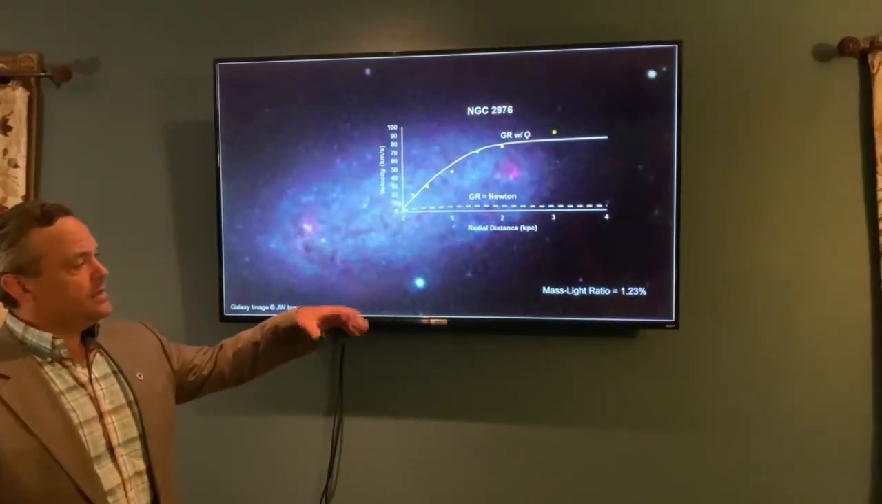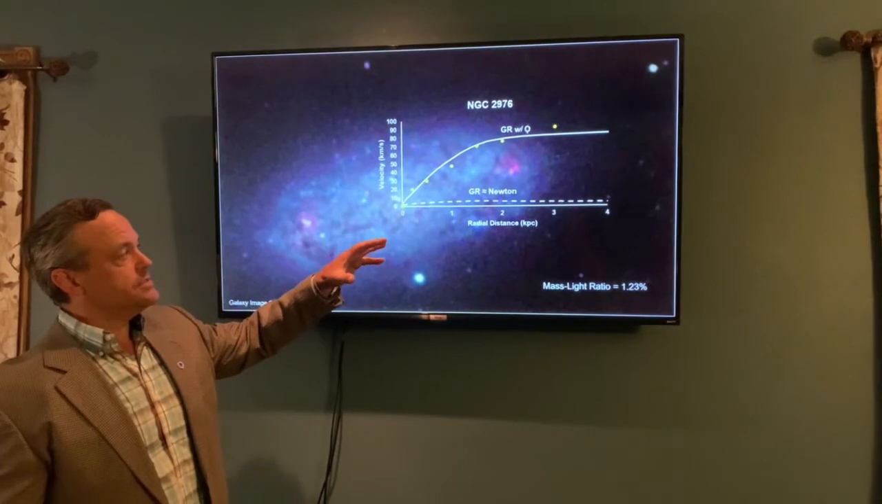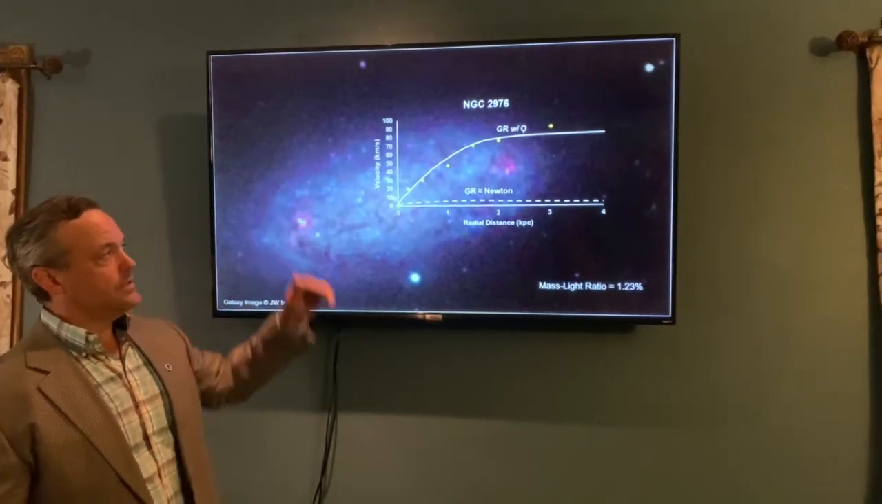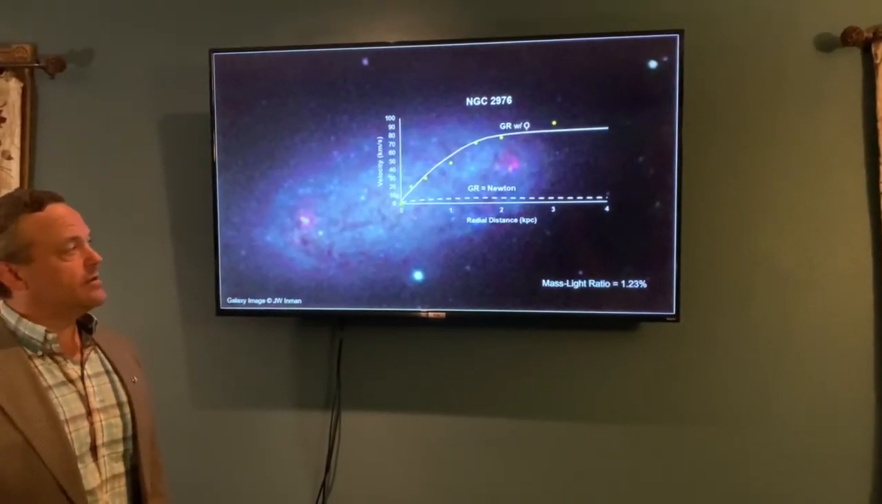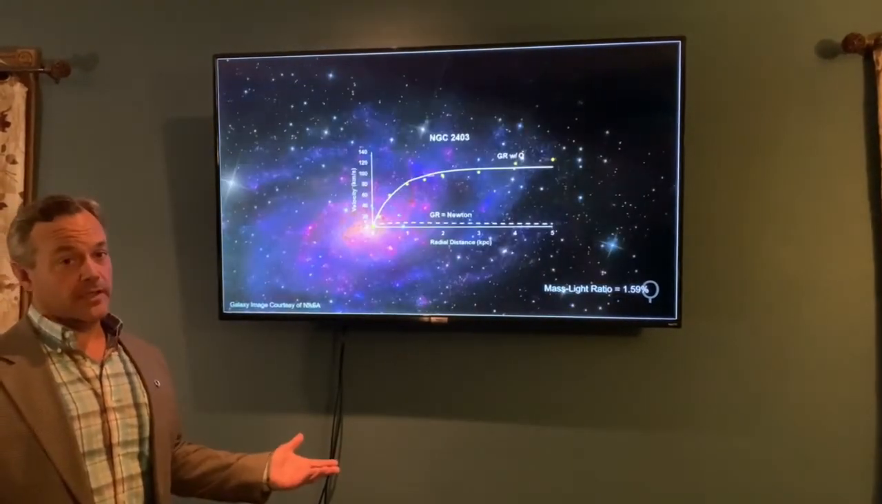By the way, changing the mass to light ratio doesn't change the shape. The shape comes from the equations. It just changes its magnitude. And so as you can see, the shape fits the data quite nicely when you include surface tension. Mainly, I just like looking at galaxies.